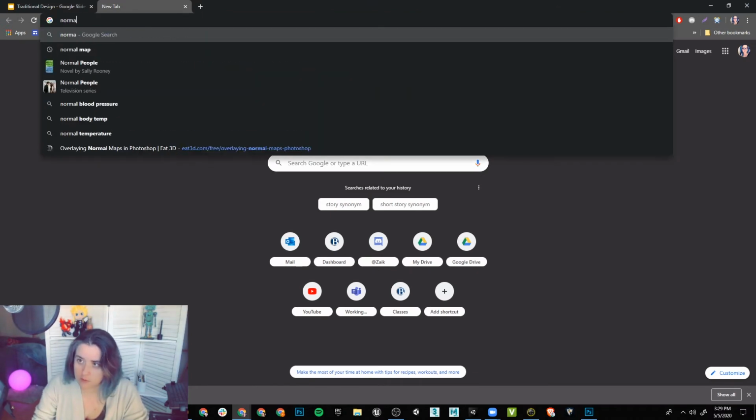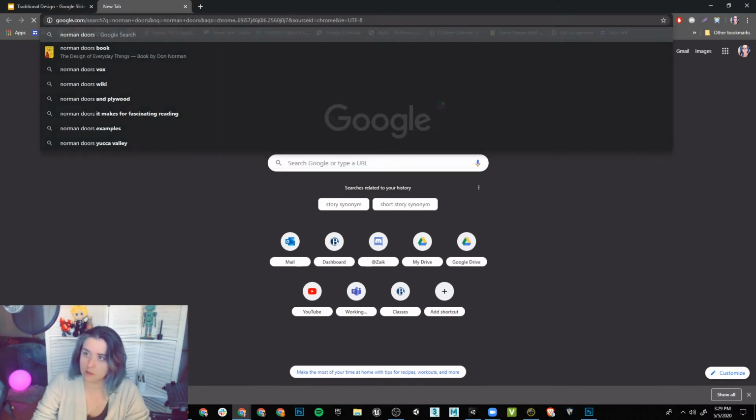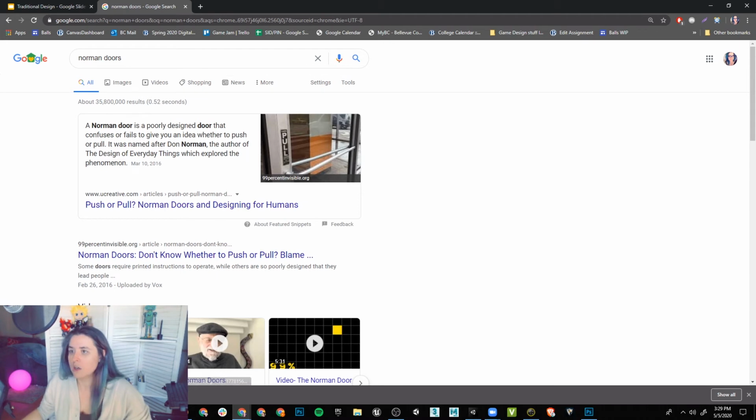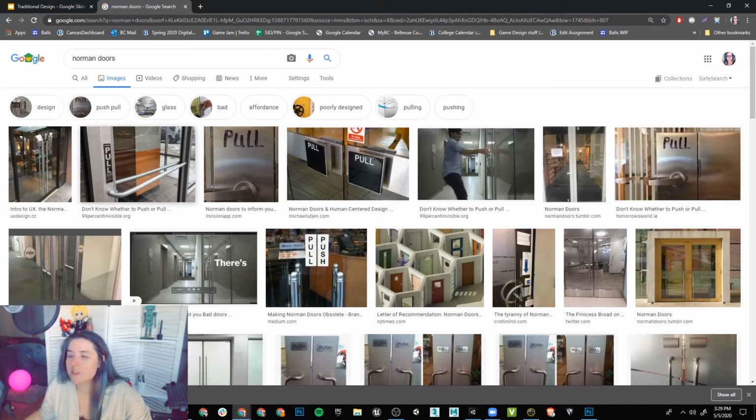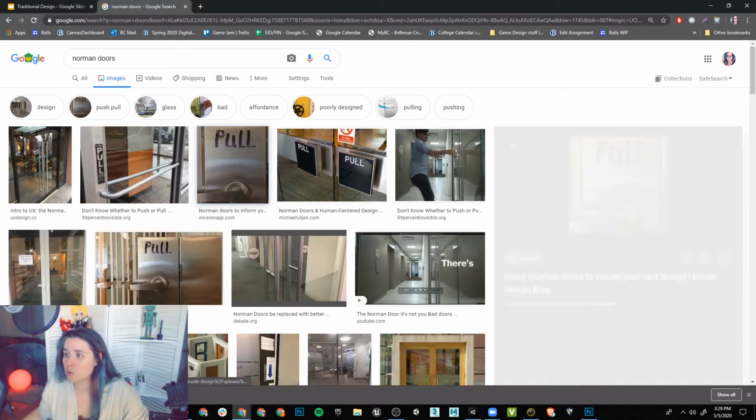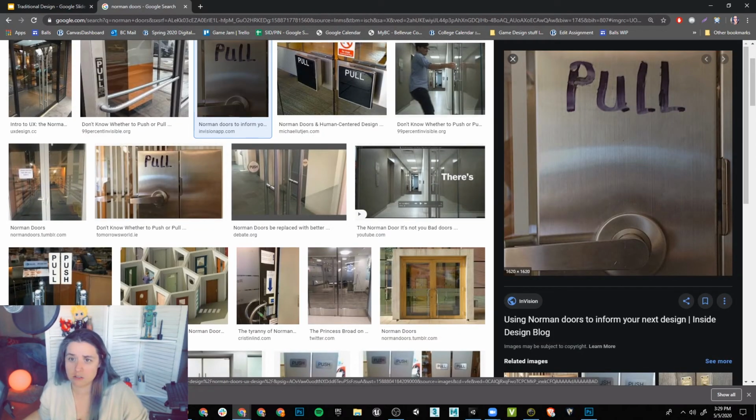Okay. Norman doors. Norman doors are the design of a thing that you can only do two things with, and that's push or pull. The design is so bad that they have to write directions on the door. This is where design fails. That's what makes these Norman doors.